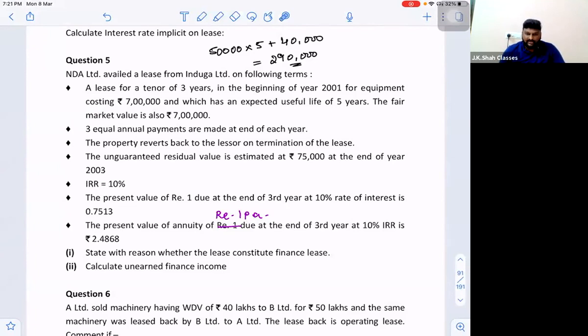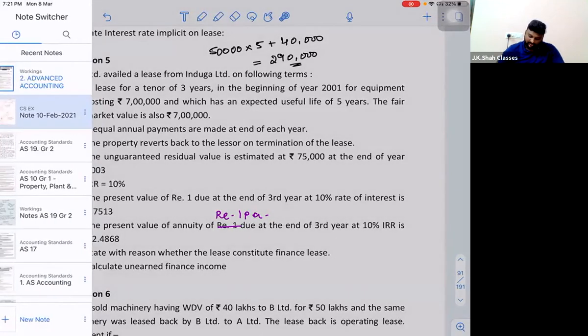Right, and somebody has also calculated the MLP 6,43,000. Yes, Anshul is giving the answer. PV of MLP 6,43,000. Right, and that is almost 90% of the fair value. So yes, this is a finance lease. So let us start with the solution.